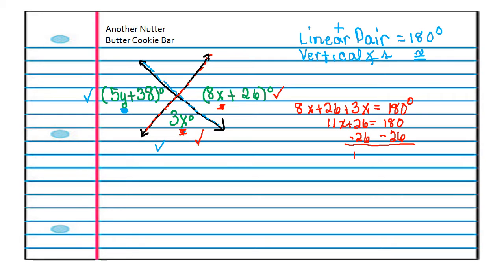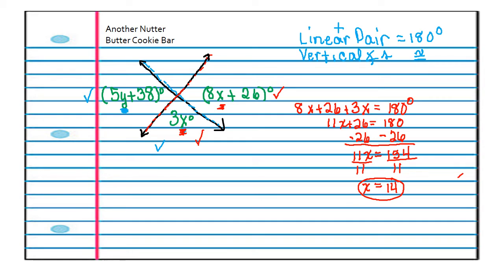11x will equal the 154. If you need, take out your handy dandy little calculator. Divide by 11. But I'm pretty good with my 11 times tables, and I know 11 times 14 would equal the 154. Once you get something, always circle it.